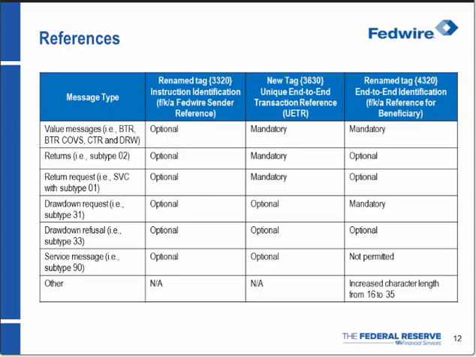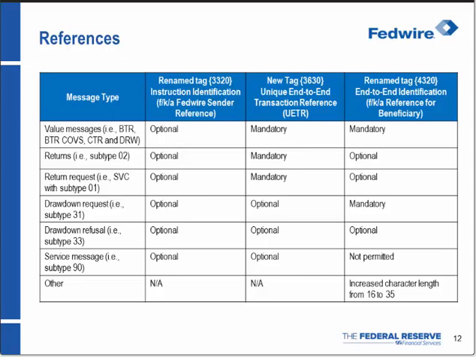You'll notice tag 3320 was renamed from Fedwire sender reference to instruction identification. This tag is optional in all of the message types. We also added a new tag, 3630, unique end-to-end transaction reference, also known as UETR.